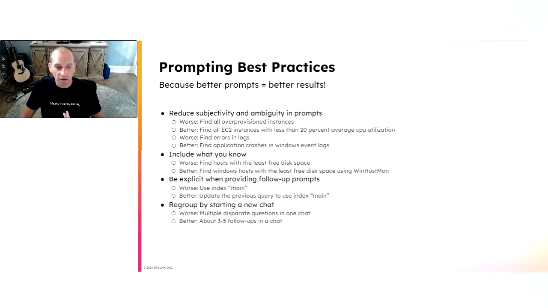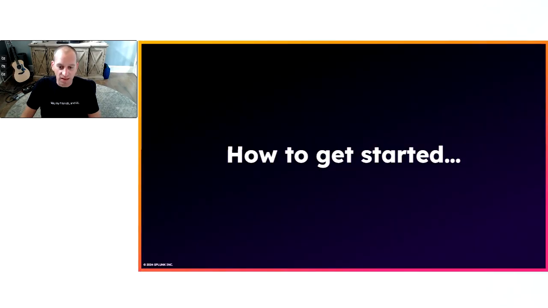If you're doing follow-up conversational prompts, be explicit when you're doing that follow-up. And then, generally speaking, we would recommend that every time you're starting a new question, start a new chat. And don't spend too long iterating or grinding within one single chat. Give it a few follow-ups, and then if that's not working for you, start a new chat. So based on how we're implemented today, those are some of the key best practices that we'd recommend.